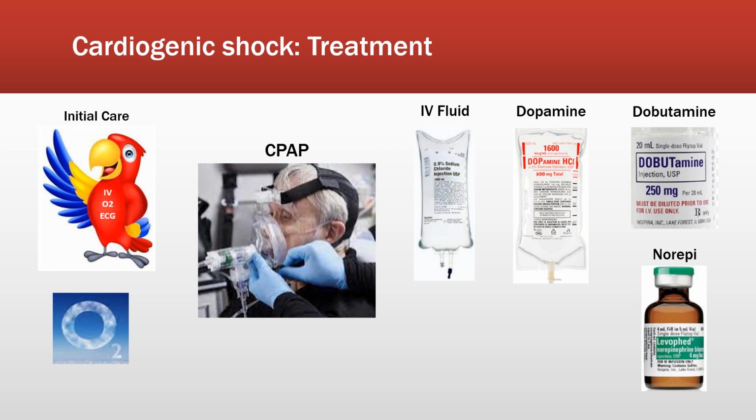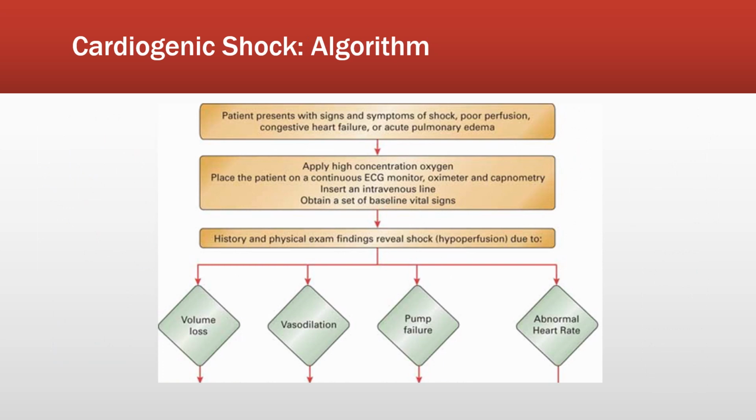You can consider dopamine, 5 to 20 micrograms per kilogram per minute. Remember, it works on both beta 1 and beta 2 properties. Then you can think about dobutamine. It's more of an inotrope, helps that squeeze of that cardiac muscle. Or you can consider norepinephrine, which is that alpha-1 stimulator for that severe vasoconstriction.